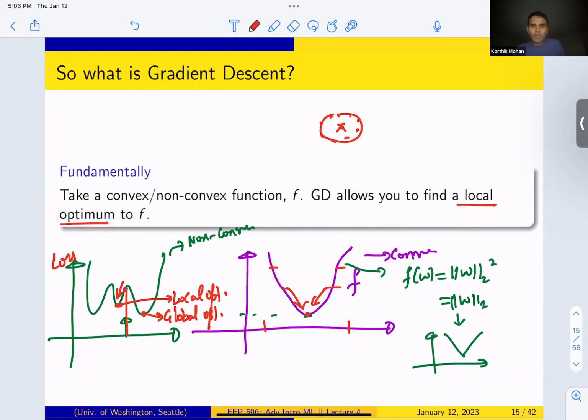Turns out a good local optimum is good enough for doing good machine learning. You don't have to get to the global optimum. Any ideas why we don't have to get to the global optimum for machine learning? It's overfitting, maybe, an option.